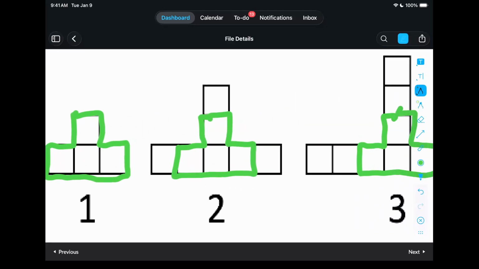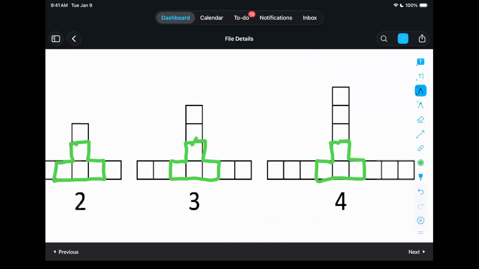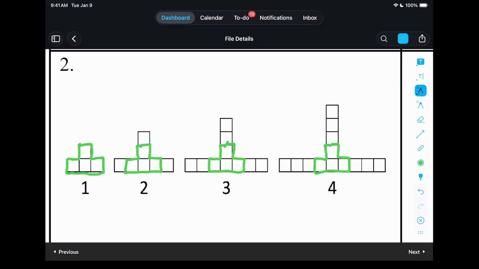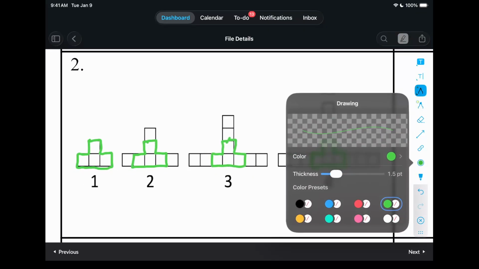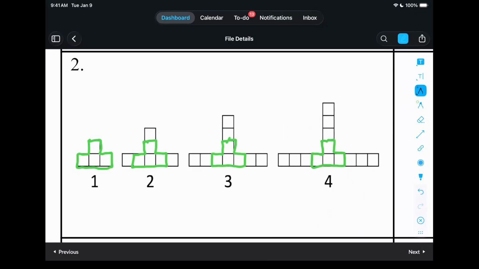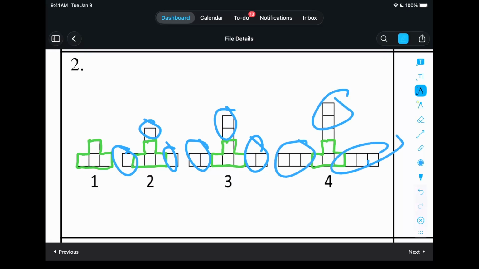Because look, by highlighting with the green the starting squares, you can clearly see where that is and then clearly see what's new. So 1, there's nothing. 2, you got bang, bang, and bang. 3, here, here, and here. 4, here, here, and here. This one too.